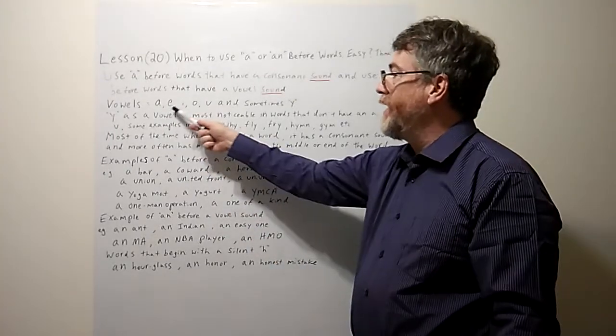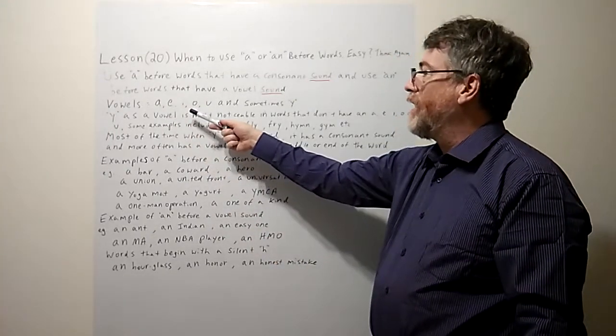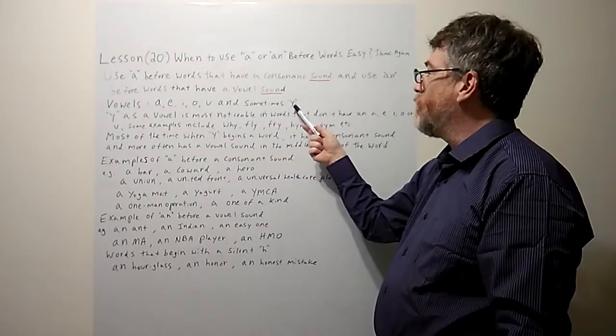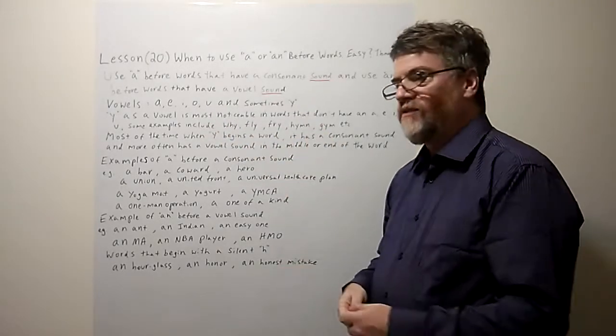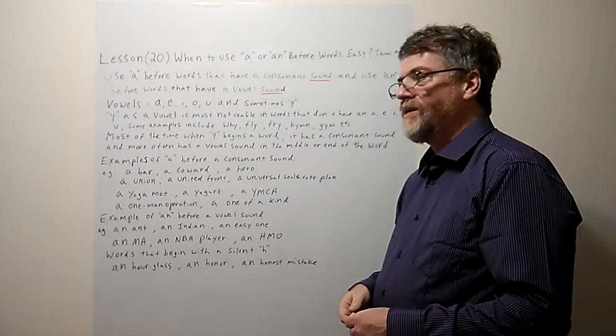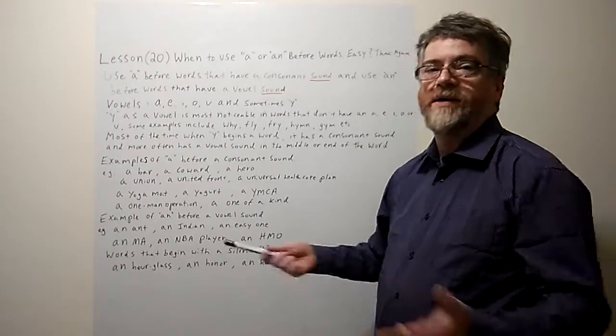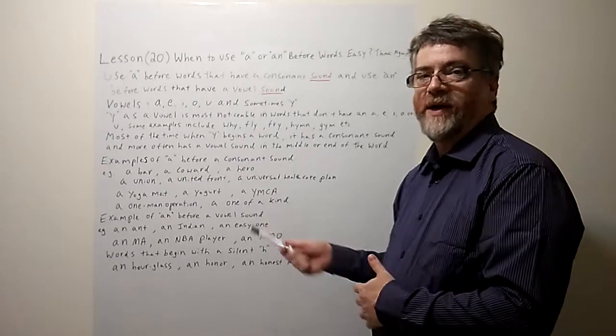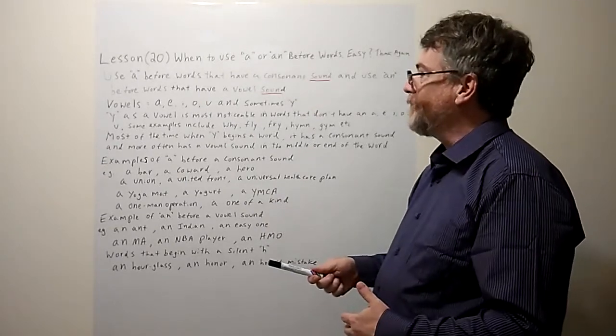So, A, E, I, O, U, and sometimes Y. And that's another thing. Every time you always hear that rule, you always say, sometimes Y, what's that about sometimes? Alright, so let me just kind of get that out of the way before we move on.